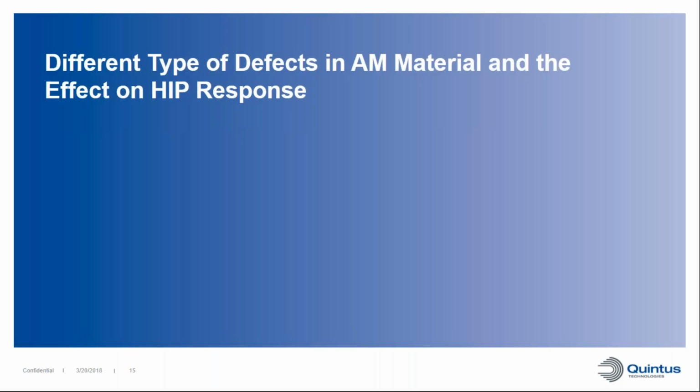So now I want to discuss different types of defects in powder bed fusion material, and also why it's good to know the characteristics of these different defects when it comes to HIPing.